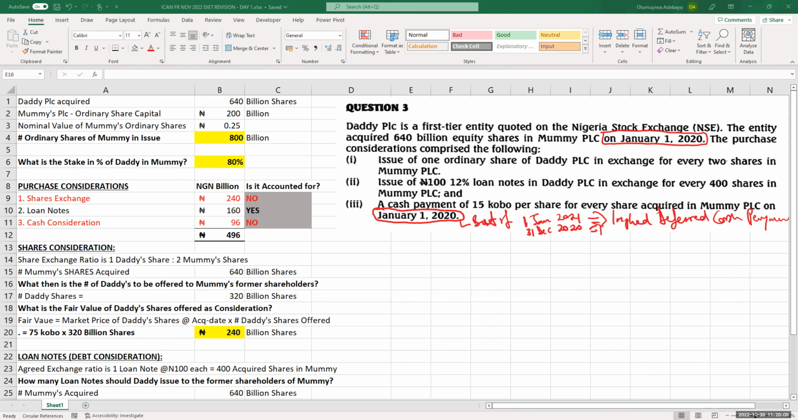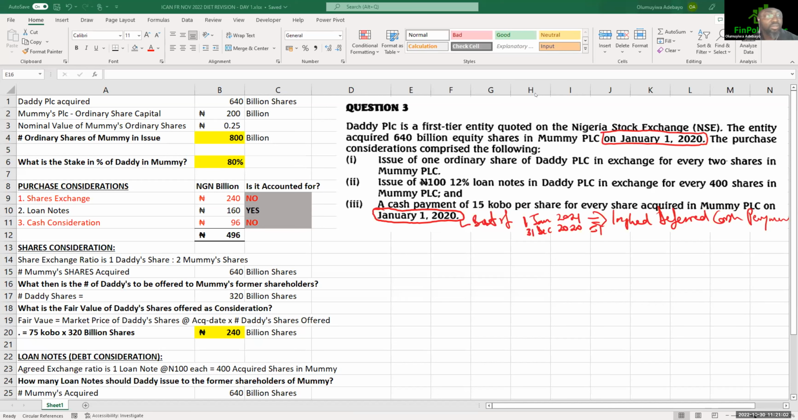I think the cash consideration will be credited to the bank and you debit the cost of investment. Then for the share exchange, since the fair value is more than the nominal value, you will be considering the share premium and the share capital of the parent. So you debit your cost of investment by the total amount and you credit your share capital by the nominal value of the shares, and the share premium by the remaining balance. Okay, thank you.